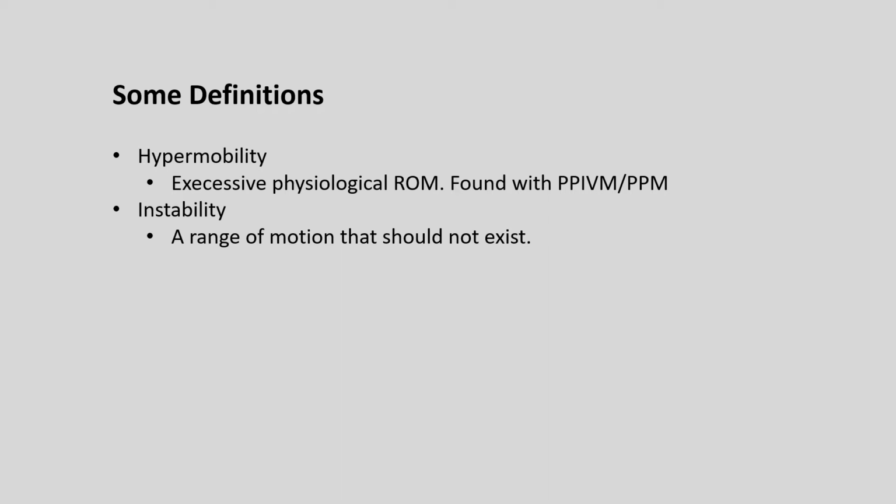Instability is a movement that is present that should not be present. That is a non-physiological movement. Examples are appreciable axial rotation of the lumbar spine, abduction of the extended knee, distraction of a closed packed joint. It can operationally be defined as a joint in which a positive stability test is present.